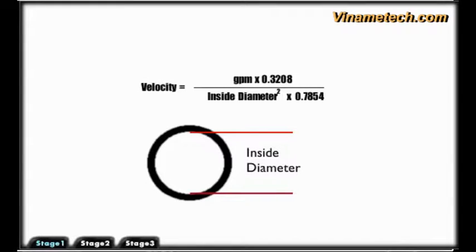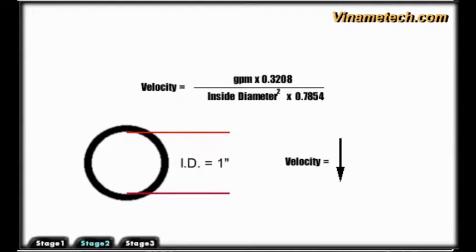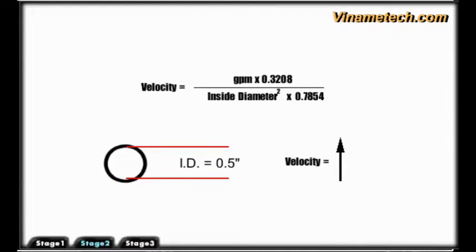Velocity is the distance a fluid travels per unit of time. With a fixed volume of fluid going through a conductor, the velocity of the fluid will depend upon the inside diameter of the conductor. If the diameter of a conductor is increased, the velocity of the fluid will decrease. Conversely, if the diameter of the conductor is decreased, the fluid's velocity will increase.